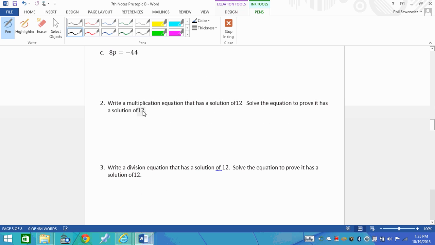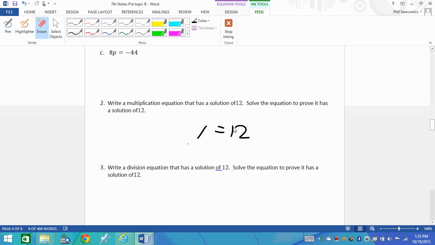Let's come down here. I forgot about these guys here. Let's take care of this. Write a multiplication equation that has a solution of 12. So I need it to have a solution of 12. All right. I need a variable with it, and I'm going to have some number here. Now, solution of 12. No. That's not a solution of 12 out in front of it there. This is my final answer that's here.